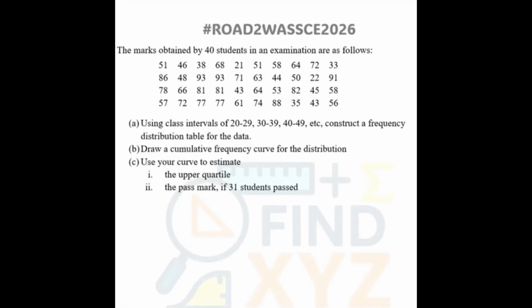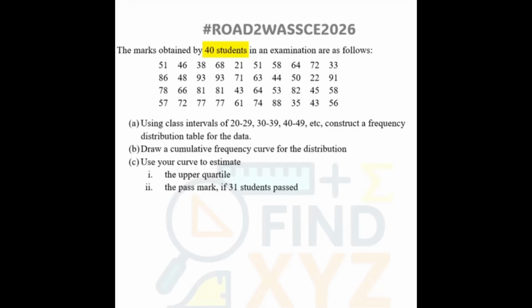We are still on the road to WASSCE 2026. Let's try this question. You have been given the marks of 40 students in an examination, and the marks are shown on your screen. We are tasked to use the intervals of 20 to 29, 30 to 39, 40 to 49, and so on to construct a frequency distribution table for the data.